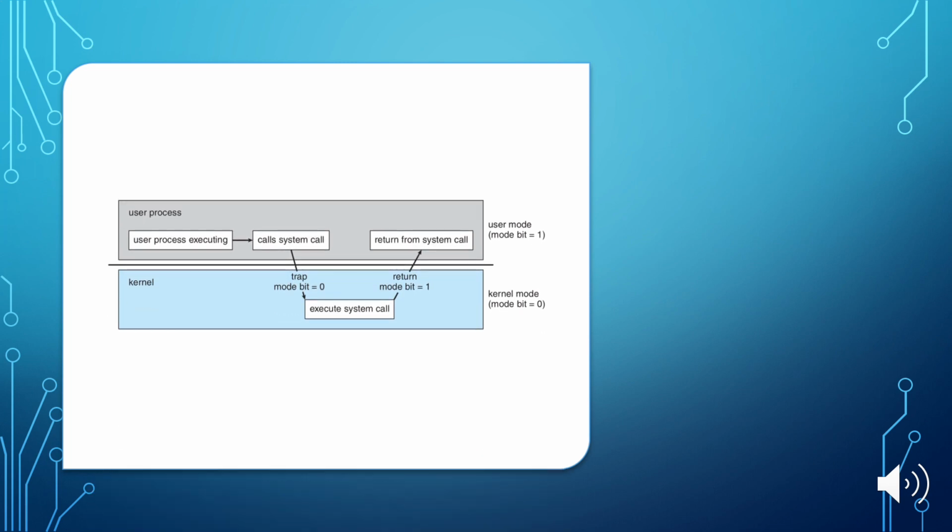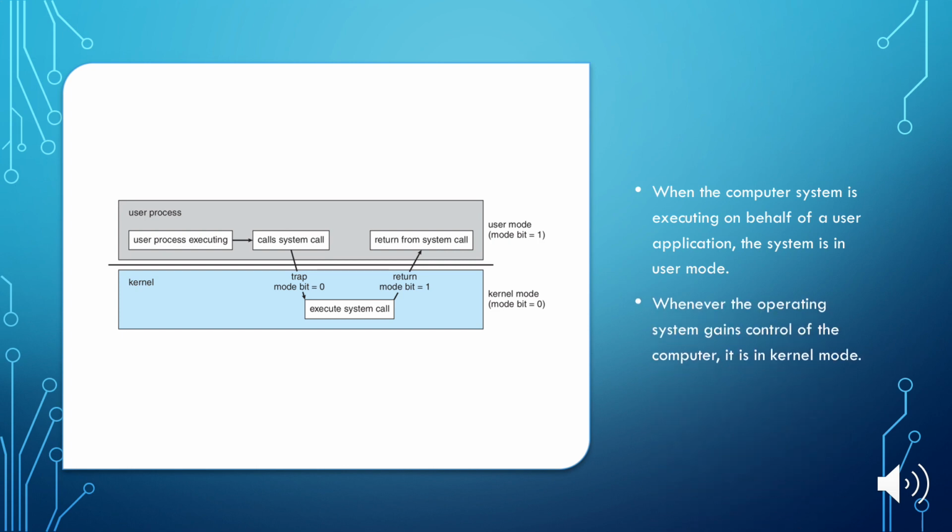When the computer system is executing on behalf of a user application, the system is in user mode. Whenever a user application requests a service from the operating system via system call, the system must transition from user to kernel mode to fulfill the request. Whenever the operating system gains the control of the computer, it is in the kernel mode.